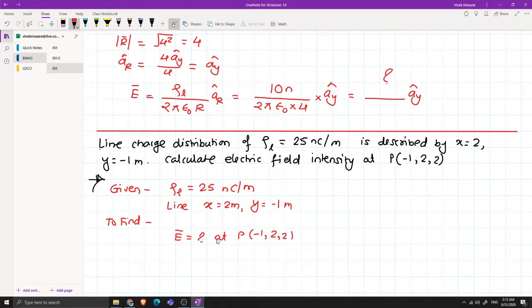Then what sort of formula will we require? E bar due to an infinite line charge is equal to rho L upon 2 pi epsilon 0 r into a r cap. Then the solution.